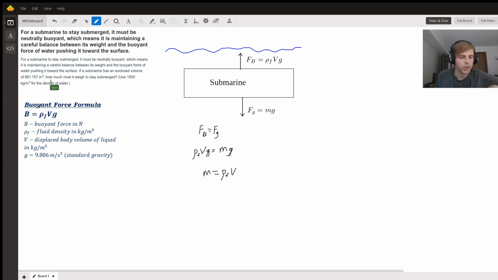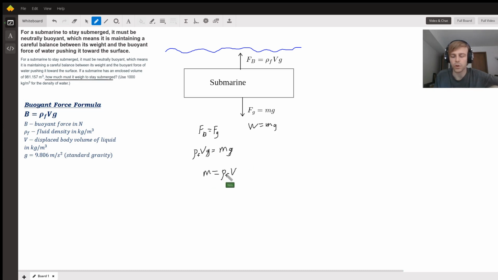Okay. Now, if you look at the actual question, it wants to know how much it weighs to stay submerged. So this mass is the weight mass, essentially. Once we have that mass, we can say weight is equal to mg, which is equivalent to the force of gravity. So once you have m, you can just multiply it by 9.8 and you'll get your answer.